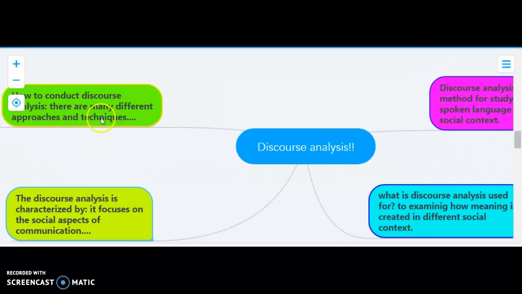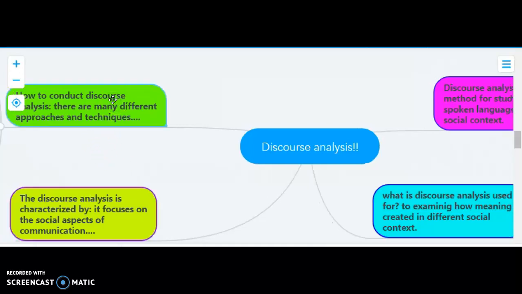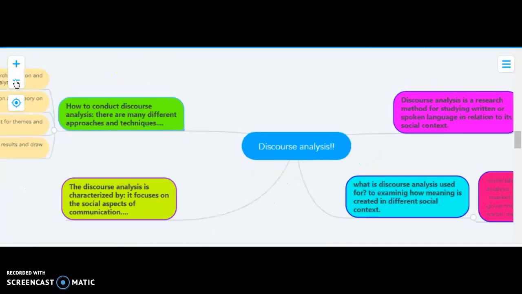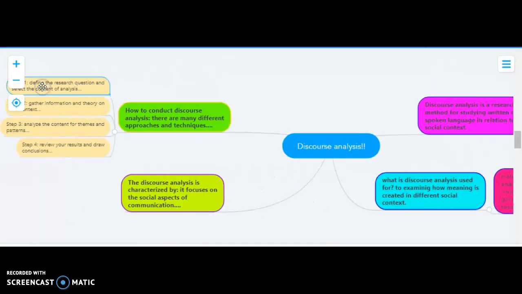And how to conduct discourse analysis. There are many different approaches and techniques that you can use to conduct discourse analysis, and there are some steps as well.